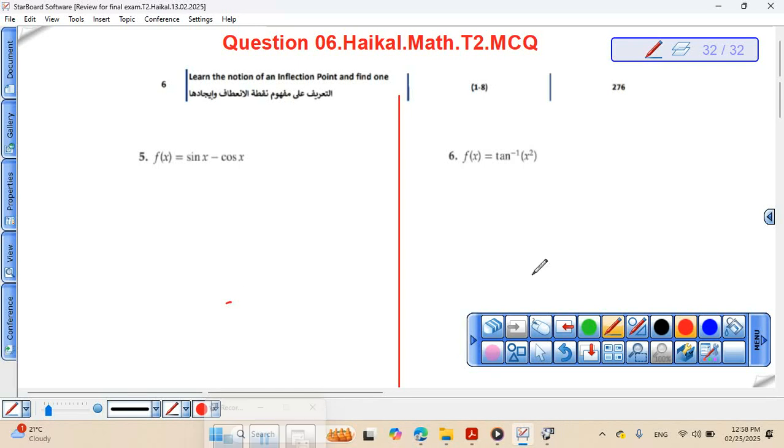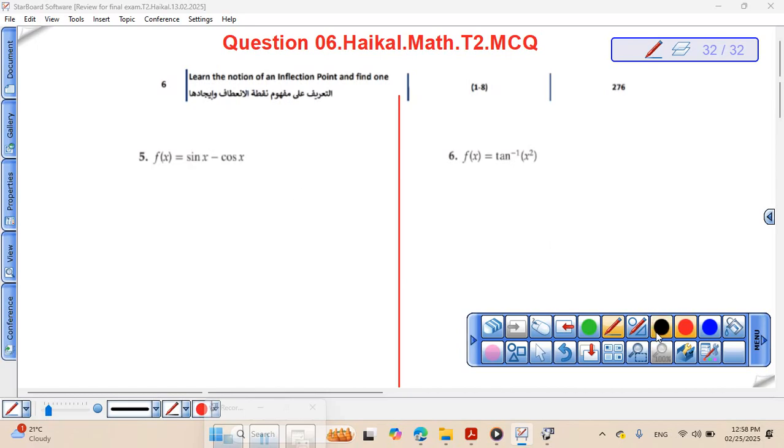Our lesson today is how to solve question 6 in Haikal for math for grade 12 advanced. As you see here, the question: learn the notation of an inflection point and find one. Find the inflection point and determine where the function is concave up and where it is concave down. The function is f of x equals sine x minus cosine x.